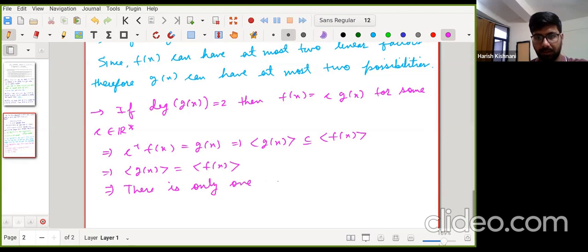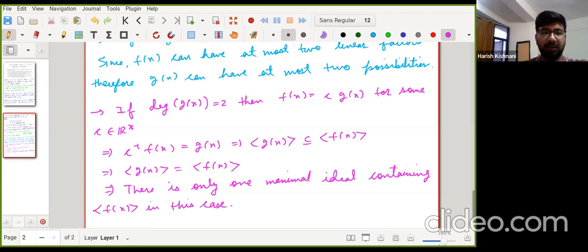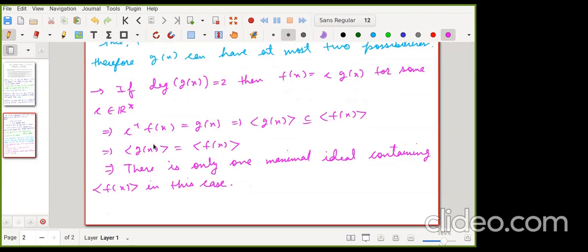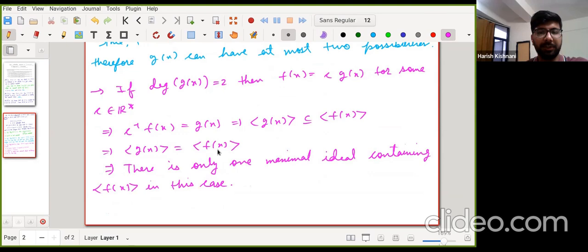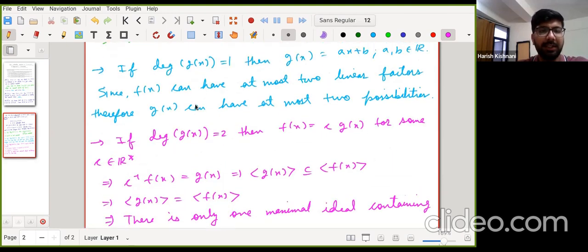One maximal ideal containing f(x) in this case. And if g(x) is a degree 2 polynomial and f(x) is a degree 2 polynomial which is giving you a maximal ideal, then it cannot be factorized further, and to give maximal ideals, this case and this case are totally exclusive. There won't be any intersection in that.